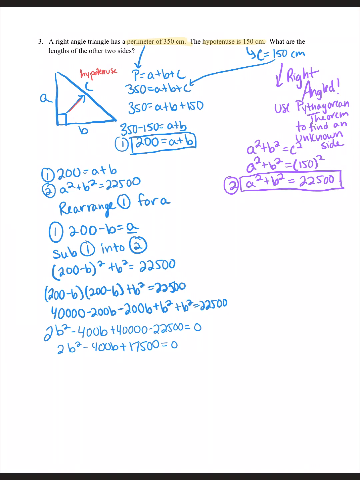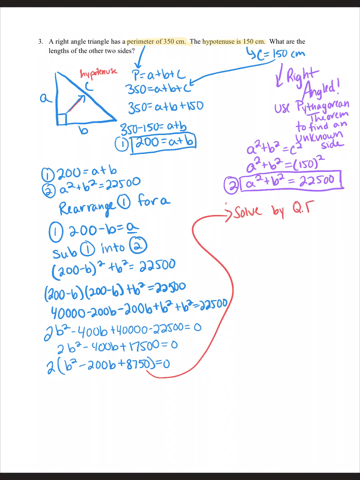Now, even though we have some big numbers, we do have a standard form quadratic. So we could jump right into the quadratic formula. We're going to do that, but first, again, we could common factor something out so that we're working with smaller numbers. So let's common factor out a 2. And then we'll have B squared minus 200B plus, 17,500 divided by 2 is going to be 8,750. So now that we have that, again, still big numbers. So let's solve by using the quadratic formula.